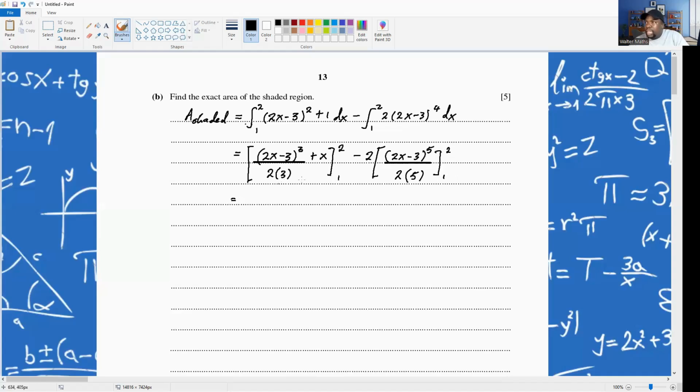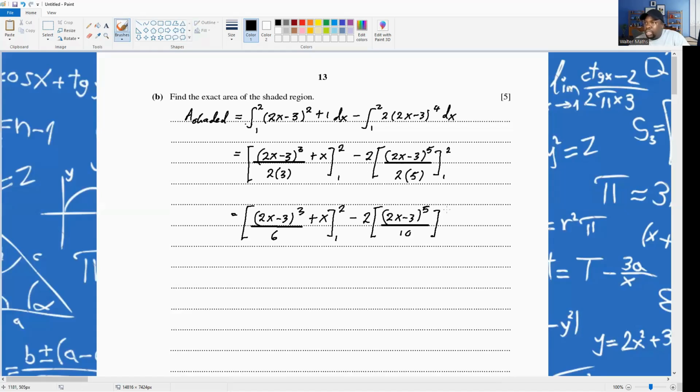All right. Now from here, I just want to simplify this a little bit more, all right? So basically, what we have right here is 2x minus 3 raised to the power of 3, and it's all over 6 right here. So we have a 6 down at the bottom, and it's plus x, right? And we have the limits from 1 up to 2, and it's minus 2 off. And here we'll be having the 2x minus 3 raised to the power of 5, and that's going to be over 10, all right?